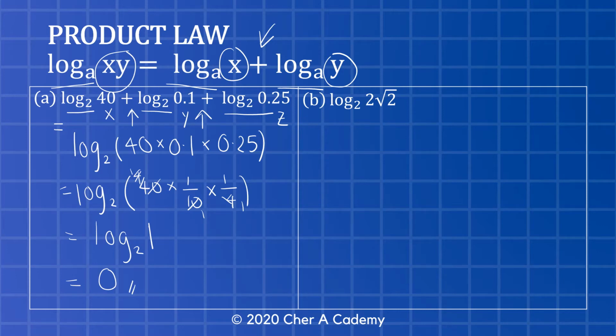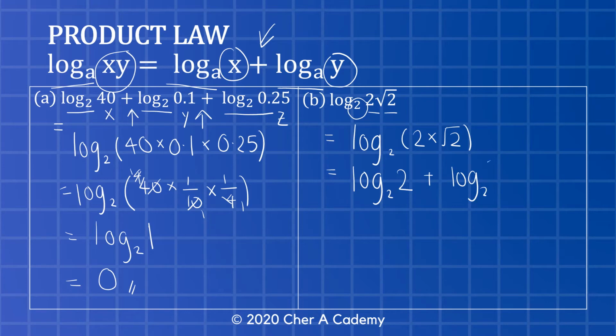So let's look at example B. We have log base 2 to square root 2. So what we have to identify is the base here so that we know how to split this up. So since my base here is 2, I'm going to split up in this way. 2 times square root 2. Using the product law, I'm going to split them up. Log 2 plus log base 2 square root 2.